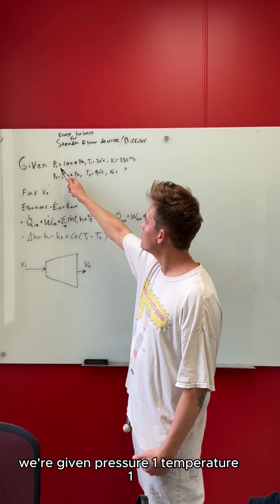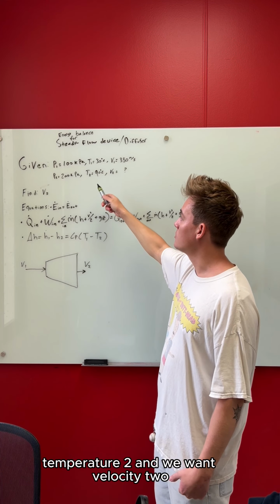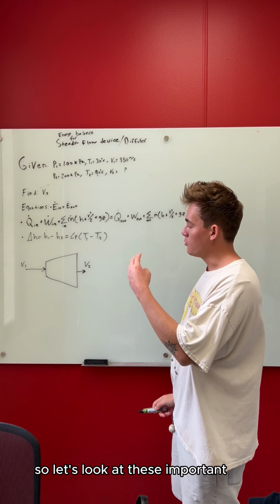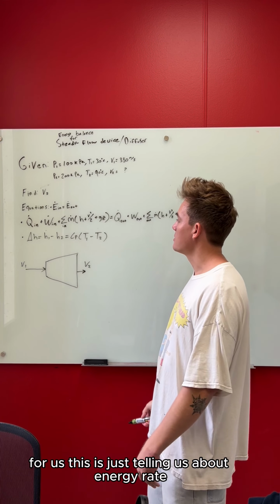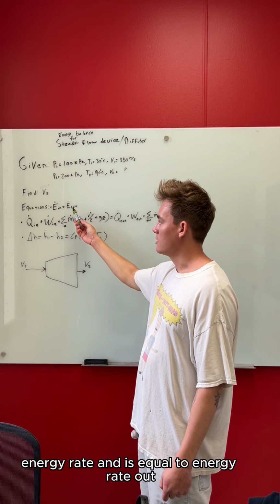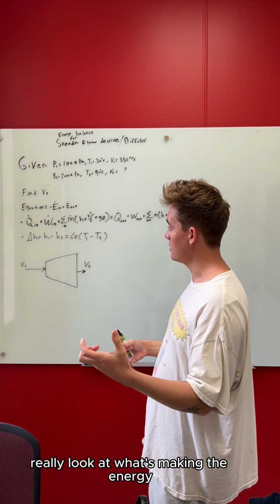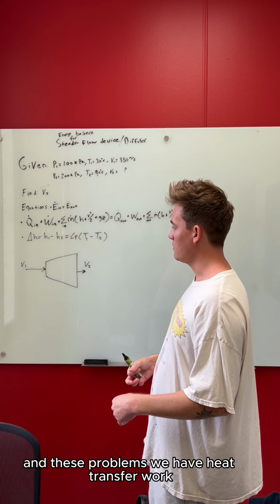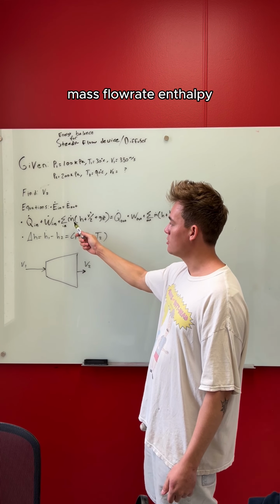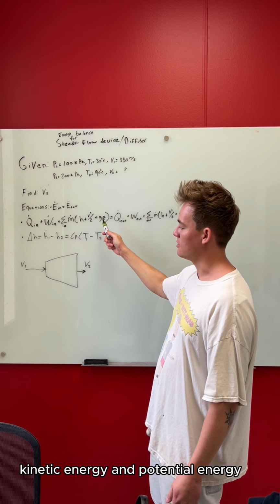We're given pressure 1, temperature 1, velocity 1, pressure 2, temperature 2, and we want velocity 2. Let's look at these important equations that I wrote in for us. This is telling us about energy rate: energy rate in is equal to energy rate out. When we expand that, we have heat transfer, work, mass flow rate, enthalpy, kinetic energy, and potential energy.